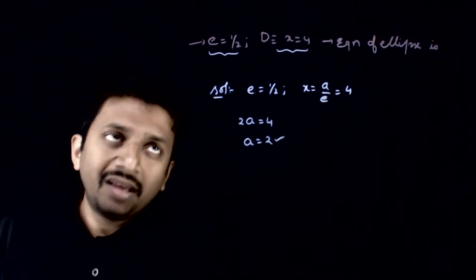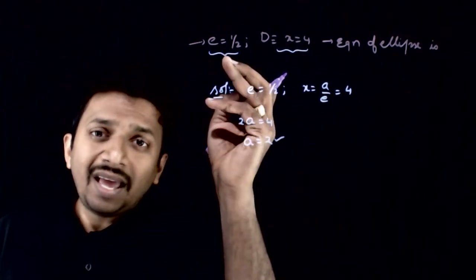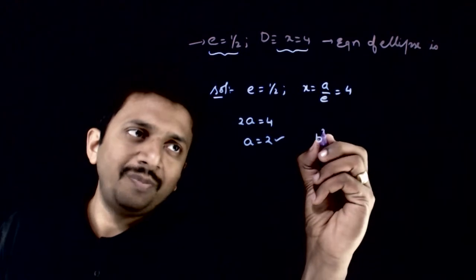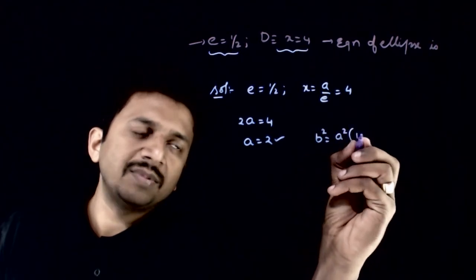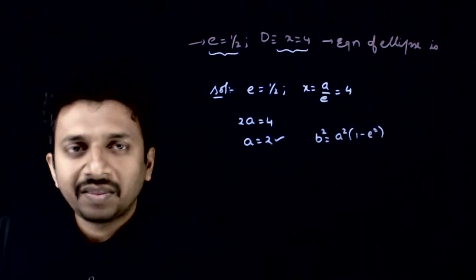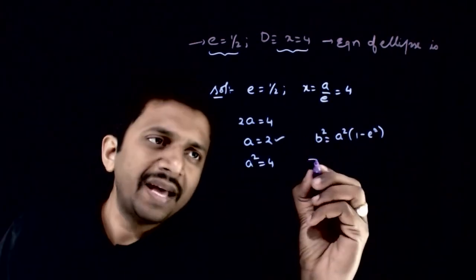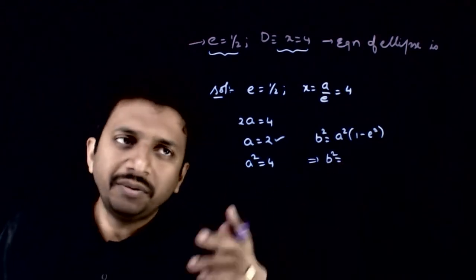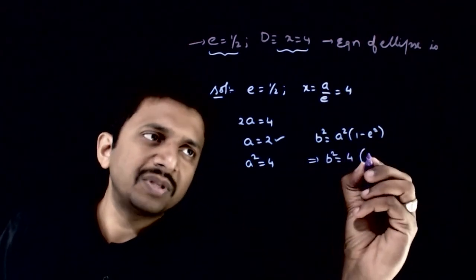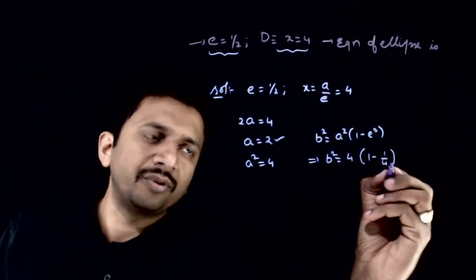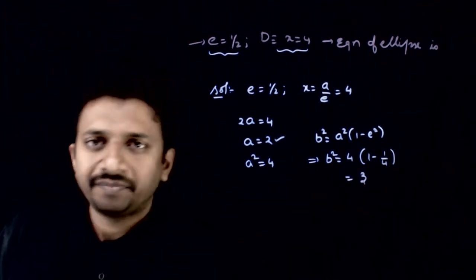So once you get a, we know a as well as e, so I can find b. So b square is equal to a square times 1 minus e square. That's the relation between a square and b square in an ellipse. This implies b square is equal to a square, which is 4, times 1 minus 1 by 4. That is equal to 3.